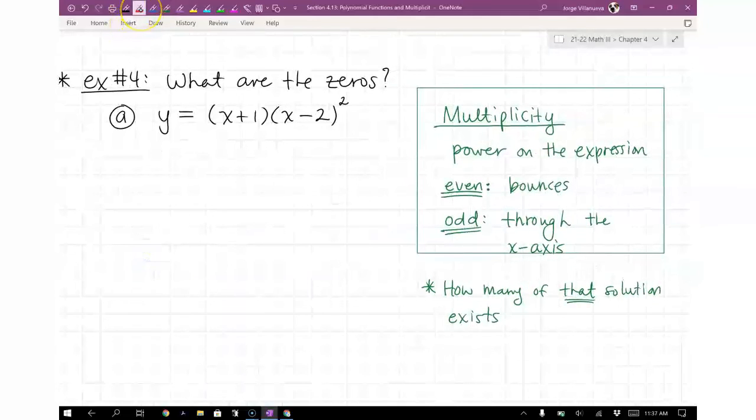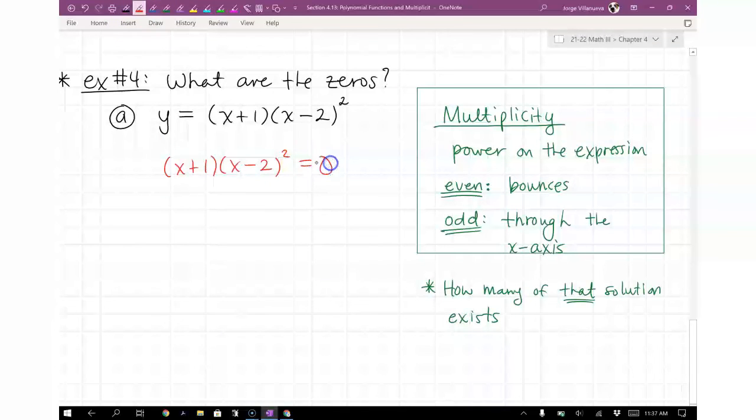If they want you to find the zeros, you're going to do this: x plus 1 times x minus 2 squared equals 0. Notice, same thing that we did before. And then you're going to get x plus 1 equal to 0, x minus 2 equal to 0. Now, if you're wondering, wait a minute, what happened to the square? The square doesn't matter when you're setting it equal to 0, but it does matter when you write your answer, and we'll talk about that in just a couple seconds.